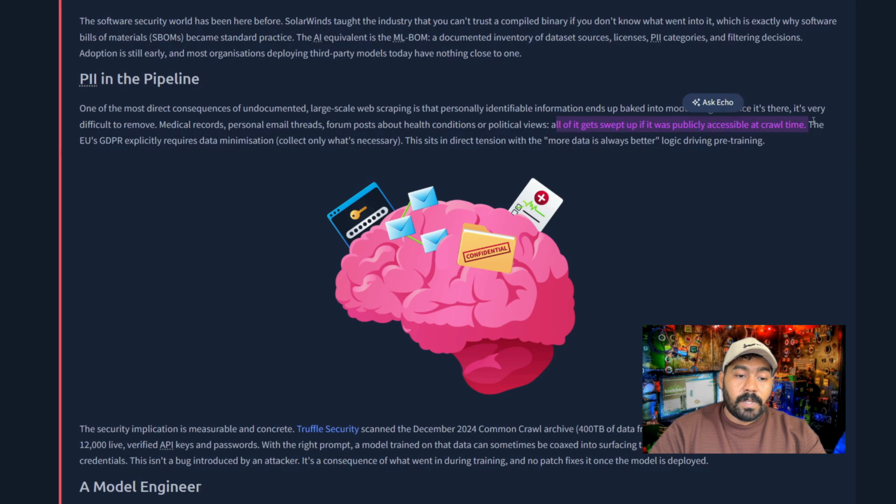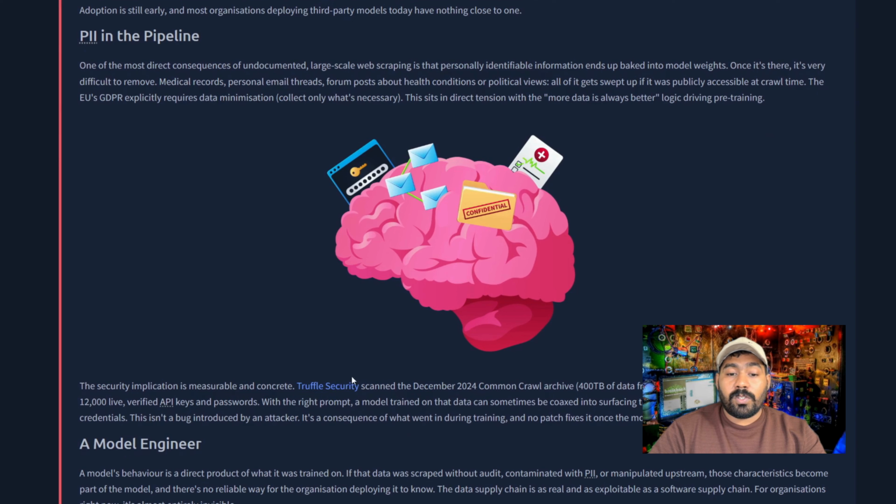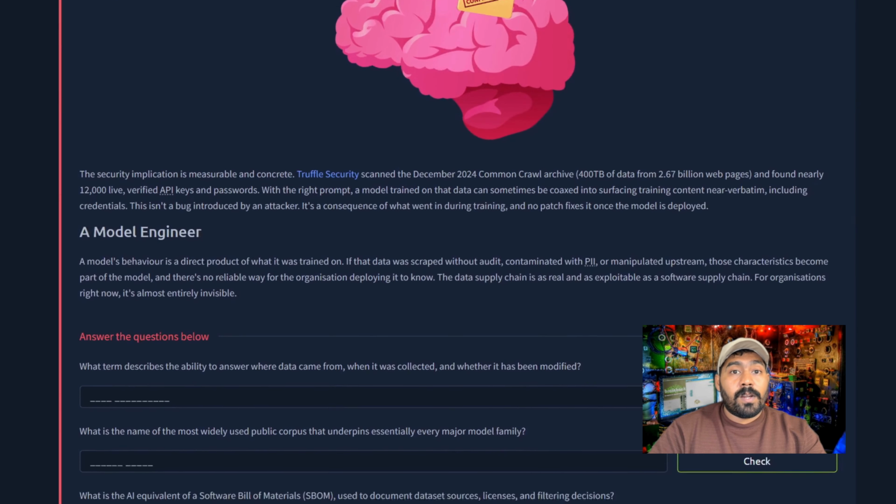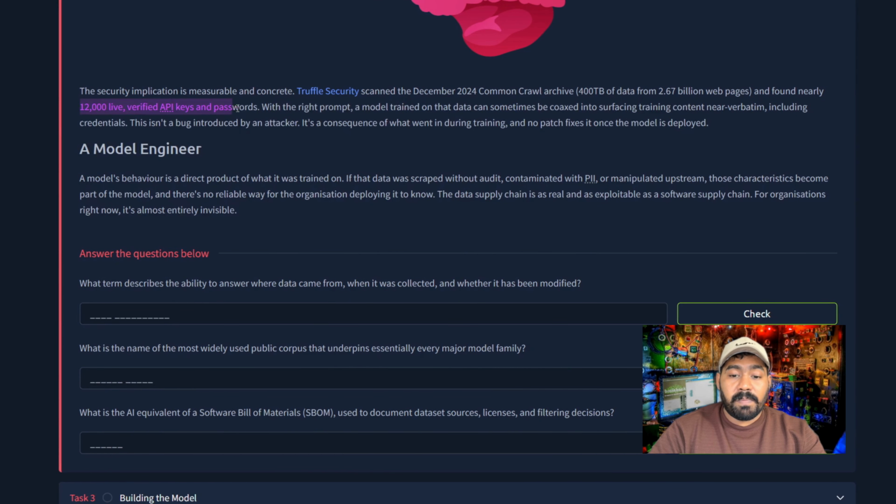So here is the real-world concrete example this room gives us. Truffle Security scanned the December 2024 Common Crawl archive, 400 TB of data from 2.6 billion web pages, and found nearly 12,000 live verified API keys and passwords. So, with the right prompt, a model trained on that data can sometimes be coaxed into surfacing training content near verbatim, including credentials. So 12,000 live API keys, just baked into the training data.